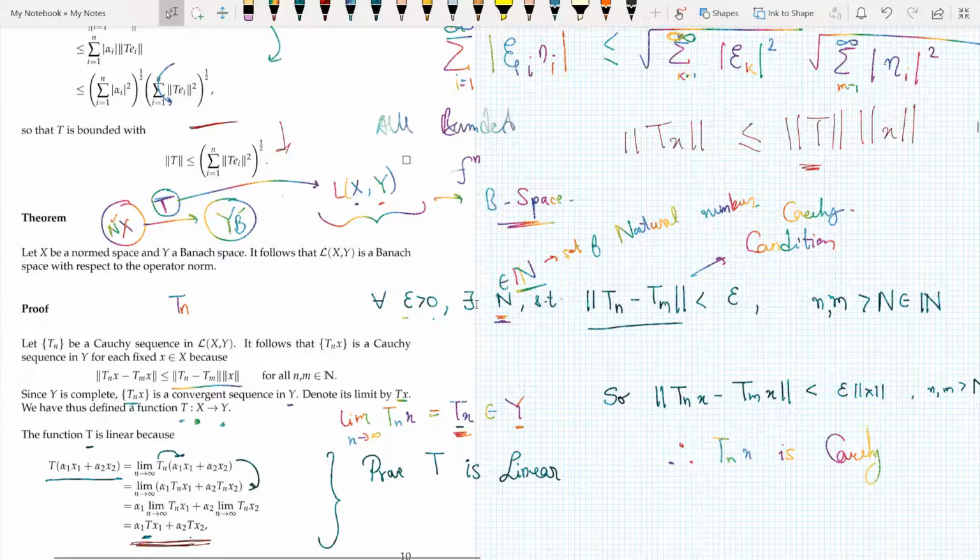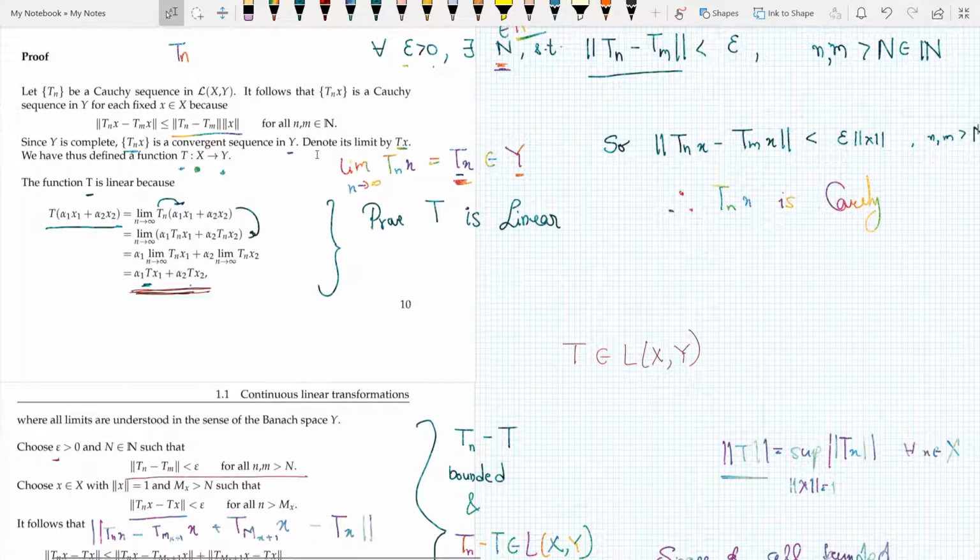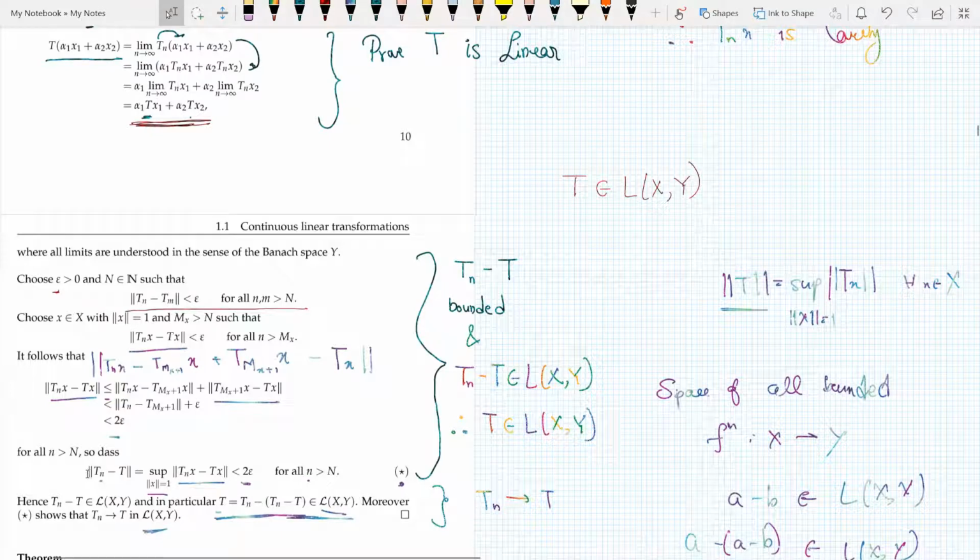And how do I prove that? I take a Cauchy sequence. I show that this Cauchy sequence converges to a limit point. Then I show that my T is linear. Then I prove that this quantity Tn minus T is bounded. And once I show that, I can say that my Tn minus T lies in the space of all bounded functions. And since this is itself a vector space, I can say that T also lies in it and that my Tn converges to T.